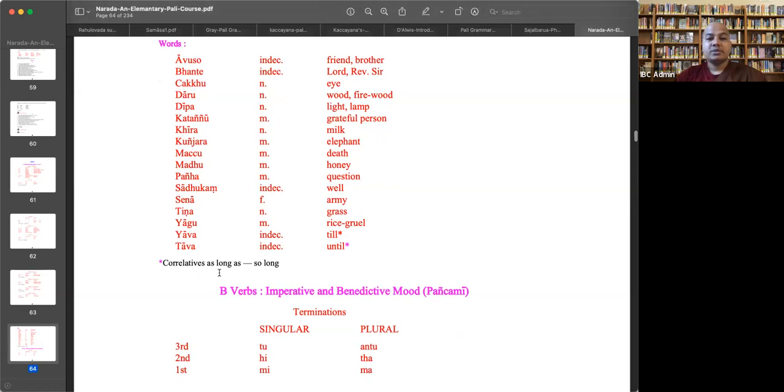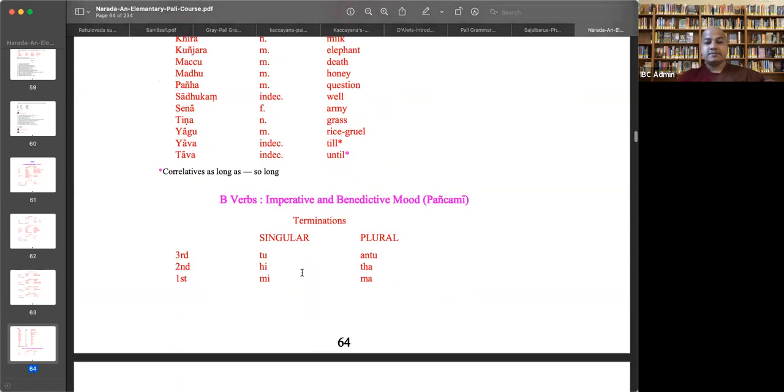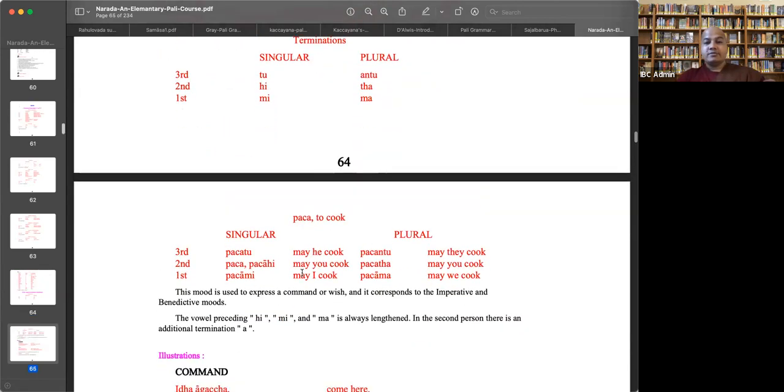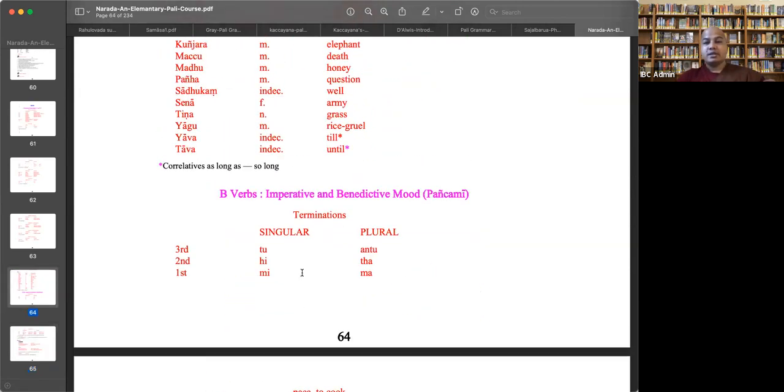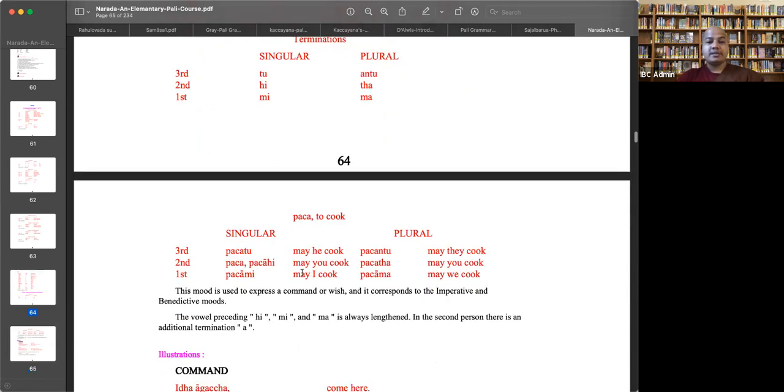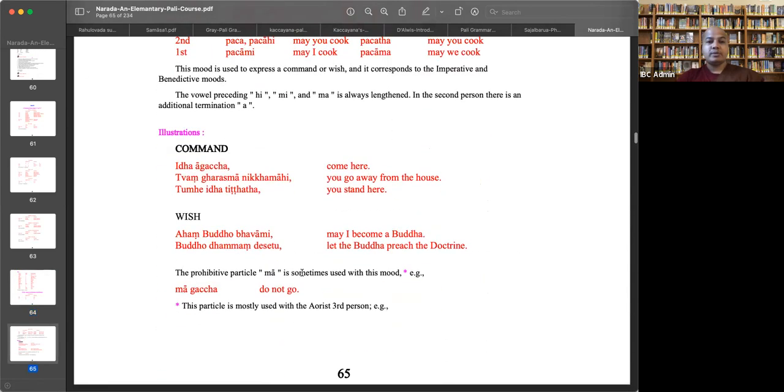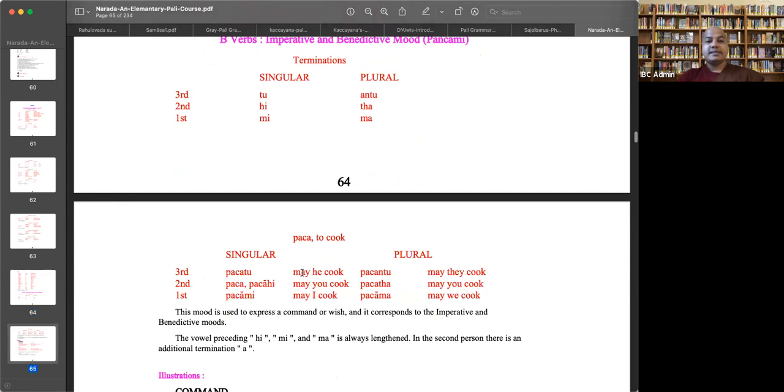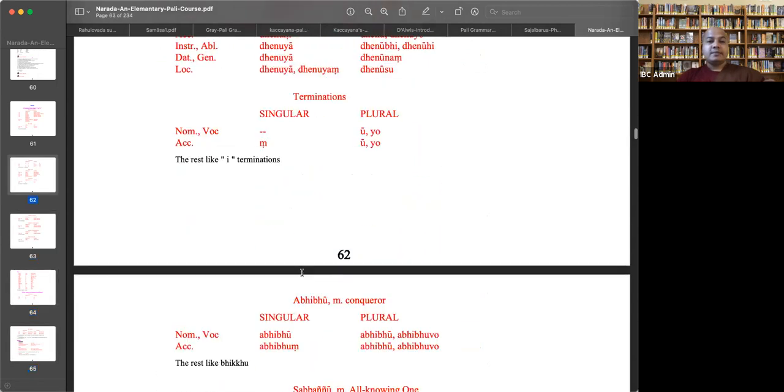Also, if you look at this star and the note, it says correlatives, as long as, so long. So if they are used together, it means as long as or so long. And then you have two other modes of verb. Probably we can look at them later on, otherwise it would be too much. So let's see. If you have time, look at this.